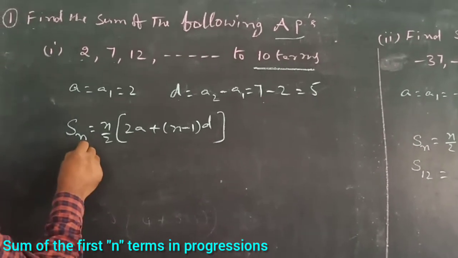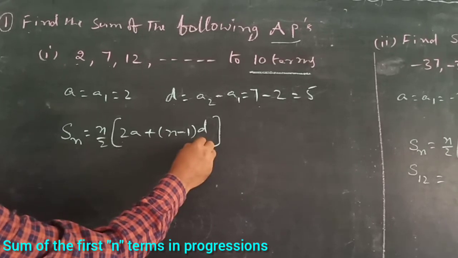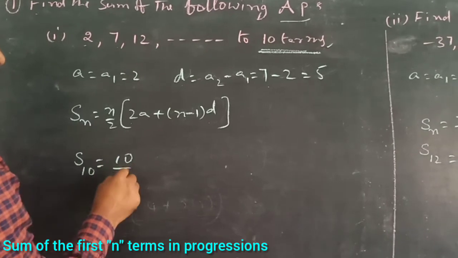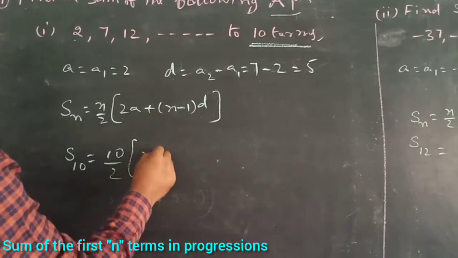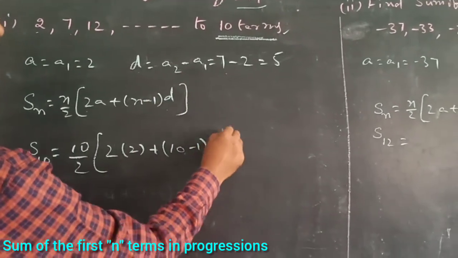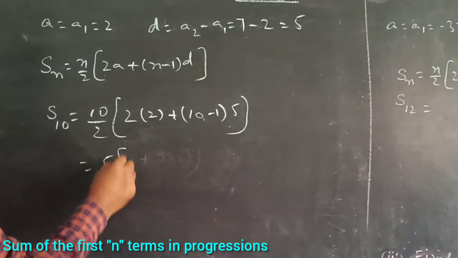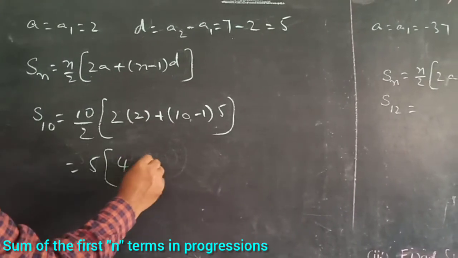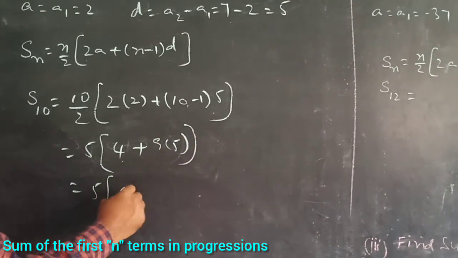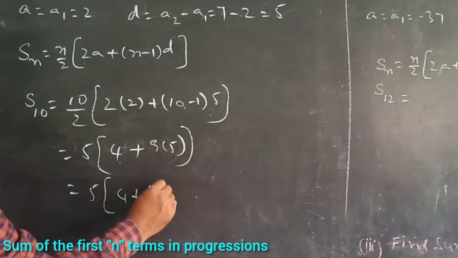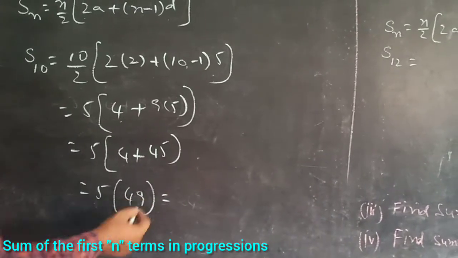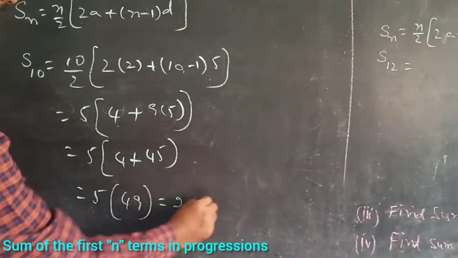Sum of the terms in AP formula: Sn equal to n by 2 into 2a plus n minus 1 into d. Sum of how many terms? 10 terms. So S10 is equal to 10 by 2 into 2a, a equal to 2, plus n minus 1, 10 minus 1, into d equal to 5. So 10 by 2 is 5 into 2 twos are 4 plus 9 into 5. So 5 into 4 plus 45, 49. So 5 into 49 is 245.